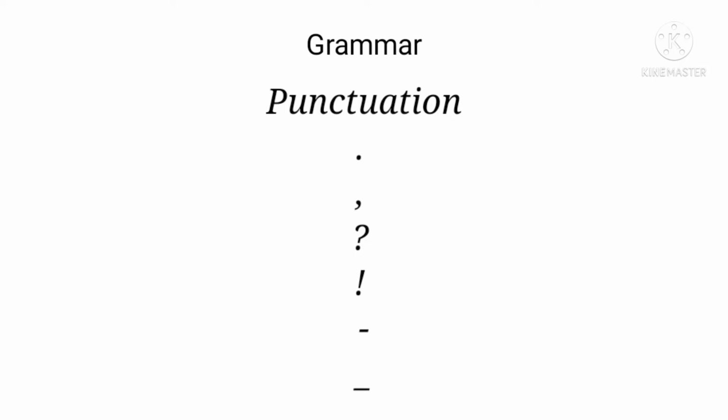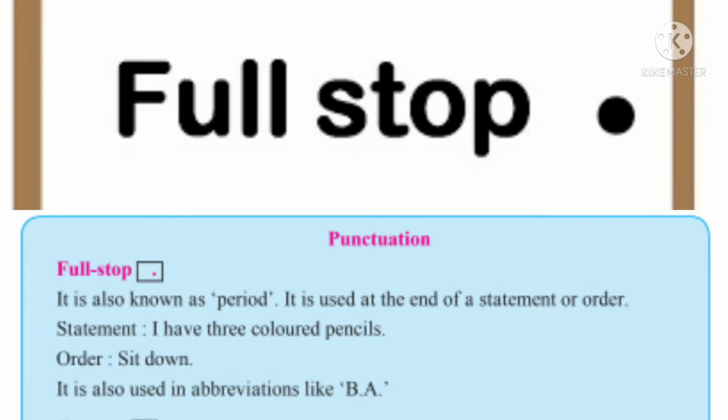These are some of the punctuation marks. First, full stop, comma, question mark, exclamation mark, hyphen, and the last but not the least, dash. Now let's read and find out where to use full stop exactly in our sentence.